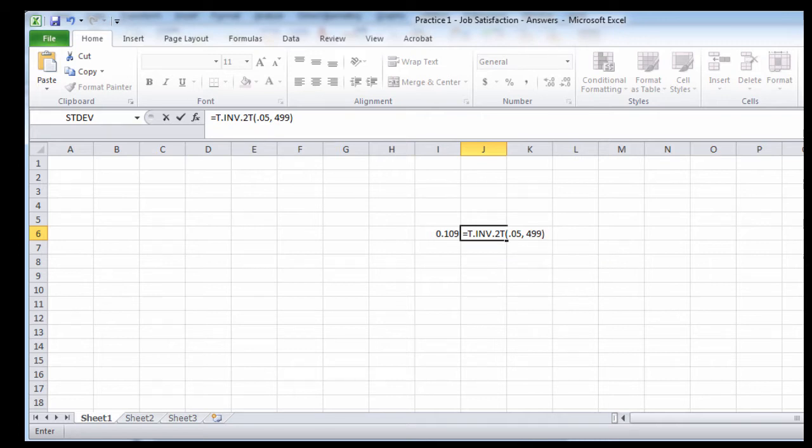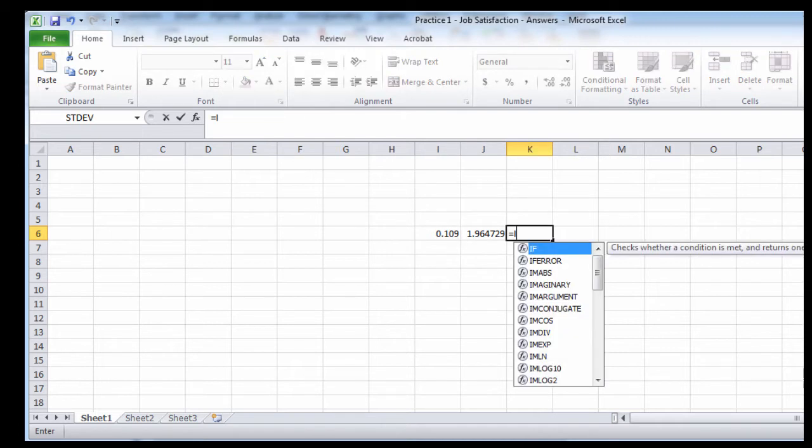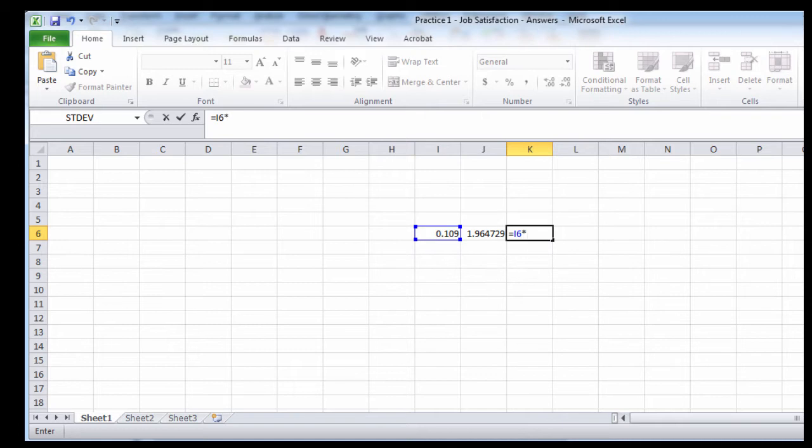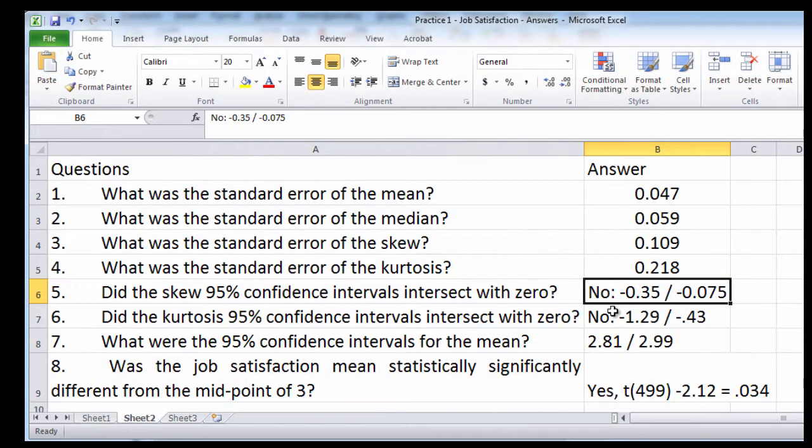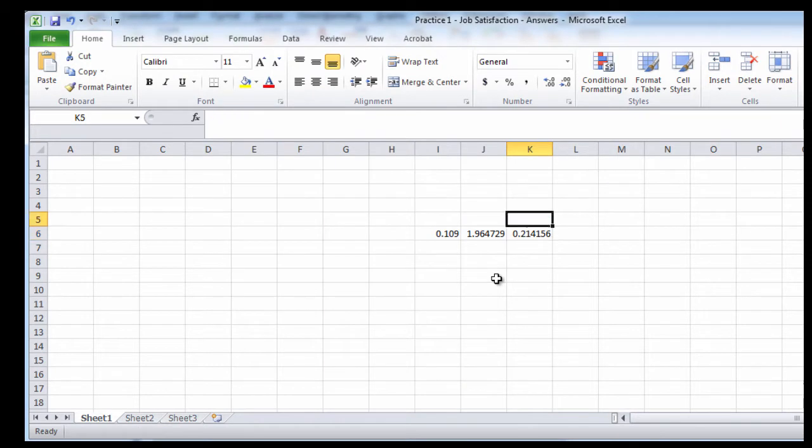So we now have a value to multiply against 0.109. That's easily done by I6 times J6, and that gives us 0.214. Once we get our multiplier, we can then add and subtract that value from the point estimate of skew. So here we're talking about skew, and that's the standard error, that's the t, and that's the product. We just need to add and subtract the product from the point estimate.